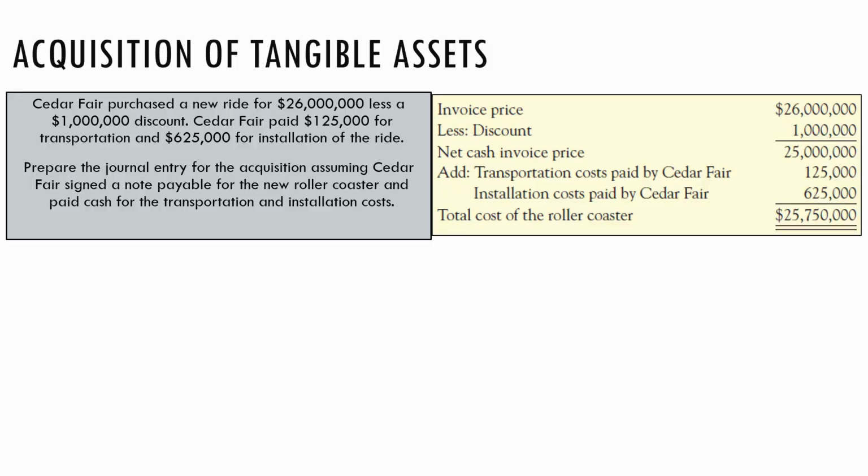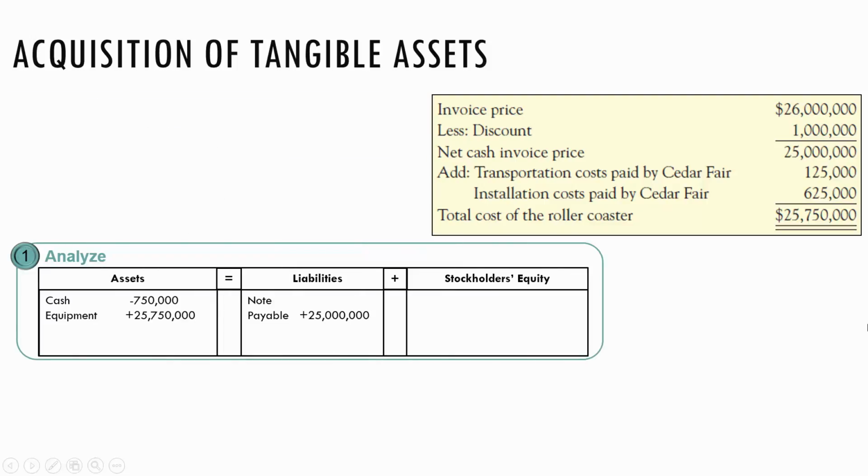They did not pay $1 million. That is a discount. Because it's a discount, they did not pay it. If you don't pay it, you cannot capitalize it. So the $1 million is taken off the invoice value to get $25 million. Transportation and installation costs are capitalized, and the ending value is $25,750,000. So when we record this, it will be recorded as a purchase of equipment for $25,750,000.